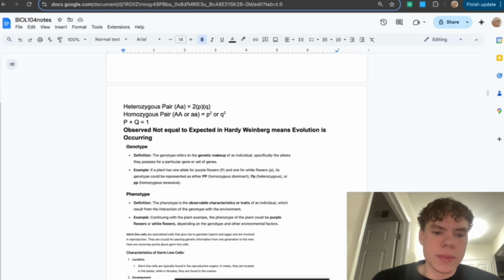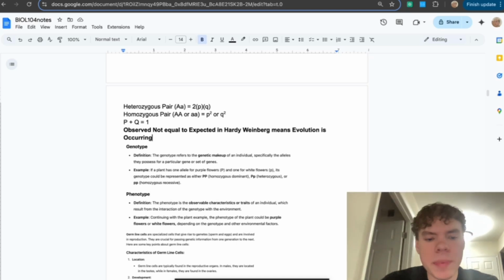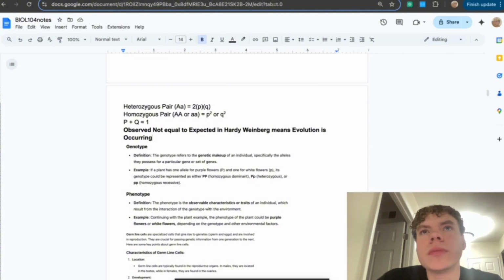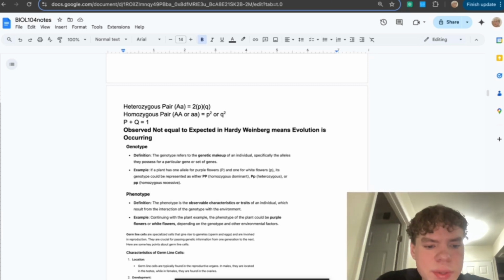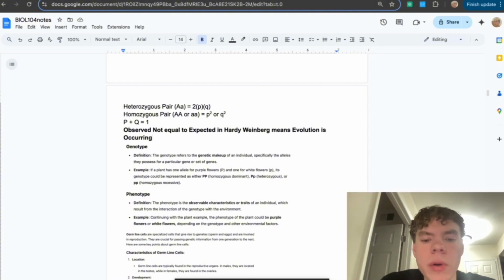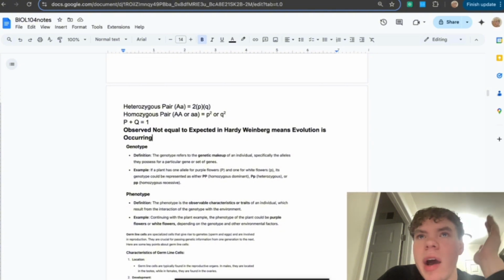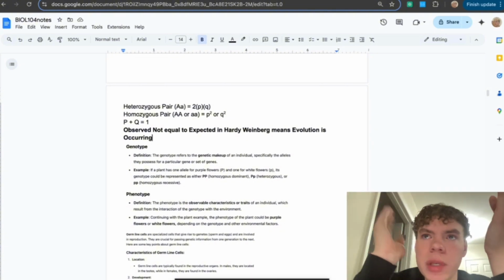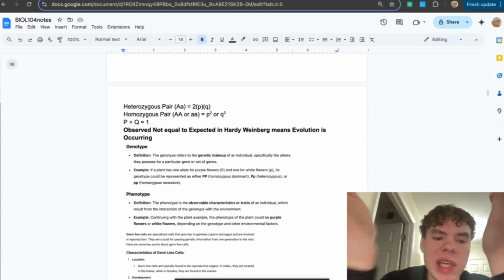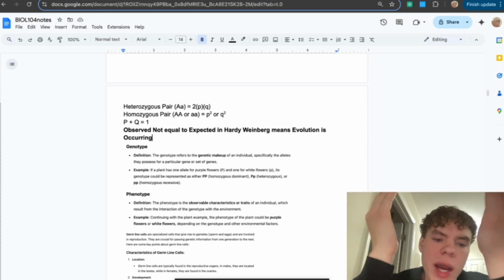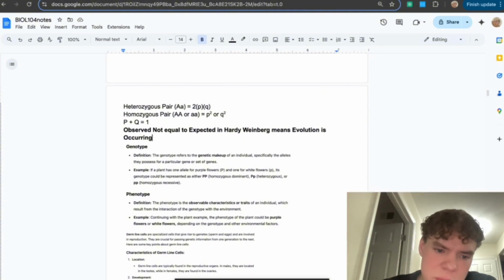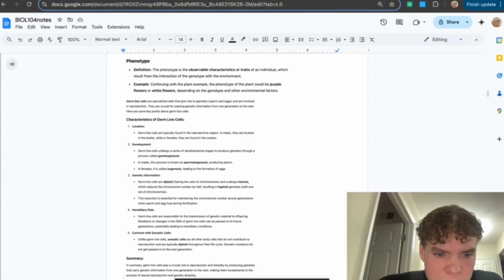Our genotype is basically what the letters are. So our genotype would be homozygous dominant, heterozygous, or homozygous recessive. And our phenotype is what we observe. So say if having one dominant allele makes you have brown eyes, and being homozygous recessive makes you have blue eyes, we would say that there's only two phenotypes, blue eyes and brown eyes, even though there's three genotypes. This is basic biology stuff. I'm just reviewing it for my sake.